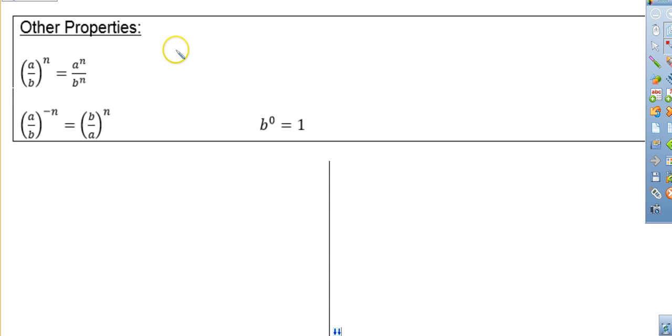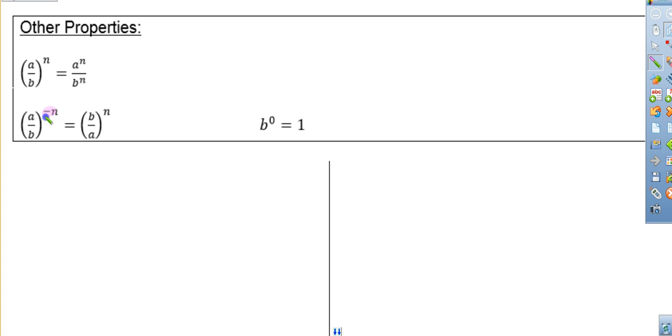So some other properties we have to know in addition to the exponent laws. If a fraction has an exponent, you'll notice that I have the fraction in brackets here and the exponent is on the outside. The exponent applies to the numerator and the denominator, so that's something we have to remember.